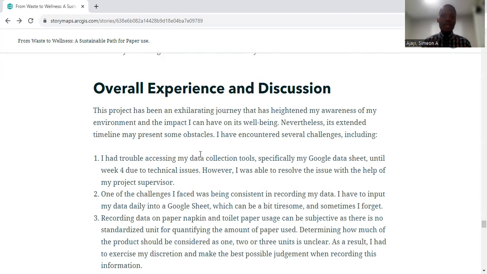Nevertheless, its extended timeline may present some obstacles because it's for 14 weeks, and there were some challenges I encountered, which include I had trouble accessing my data collection tools, specifically my Google datasheet, until the due date because of technical issues. However, with the help of my able instructor, or project supervisor, Dr. Juno Stretzer, I was able to resolve this issue.